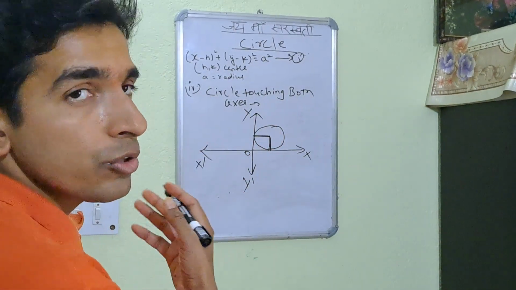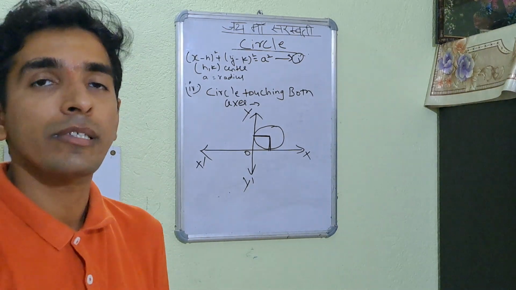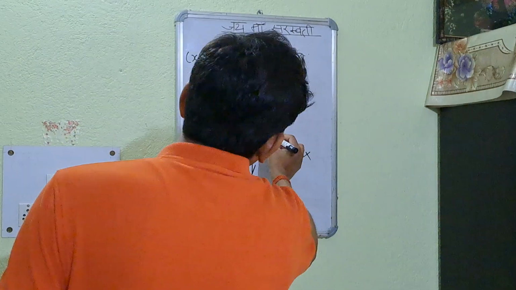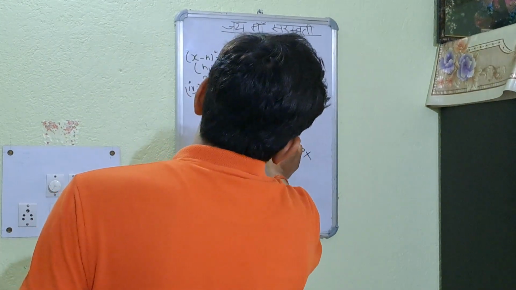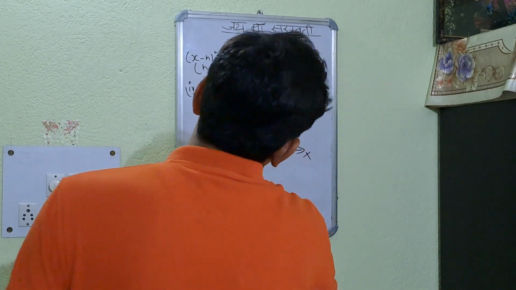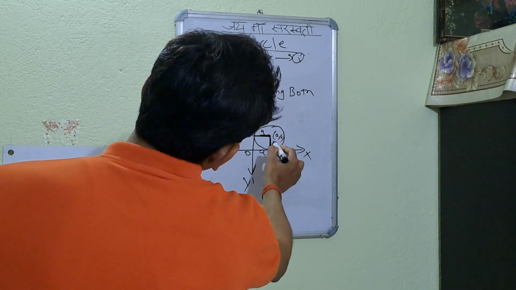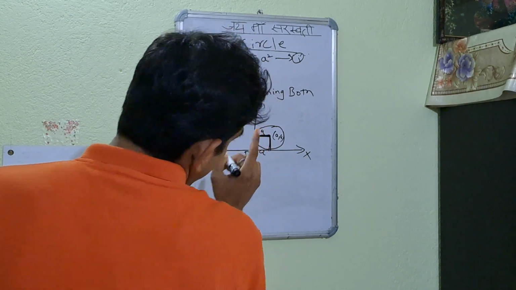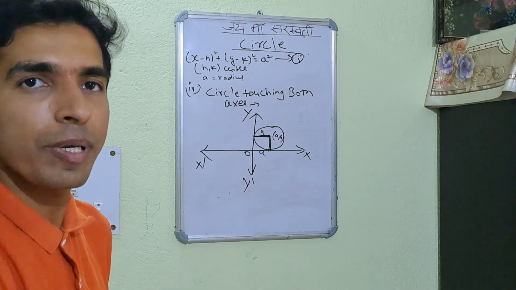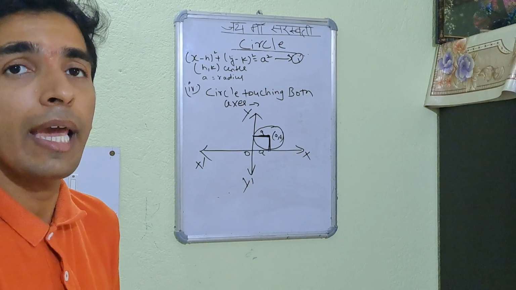As per the condition of the question, the circle is touching both the axes, that is the x-axis and the y-axis. In that case, we will denote the coordinates of the center as (a, a), because from here to here is the radius, and from here to here is also the radius, and both radii are parallel to the respective axes. So we are taking the coordinates of the center as (a, a).